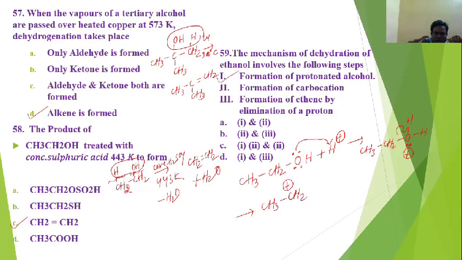Step one is correct, then step two is also correct. Then here CH2 and here H, this bond will form a double bond, and H plus will be removed. So the product is CH2 double bond CH2 plus H plus. Formation of ethene by elimination of proton is also correct. So I, II and III, all three are correct. So option C is correct. Write down the mechanism.